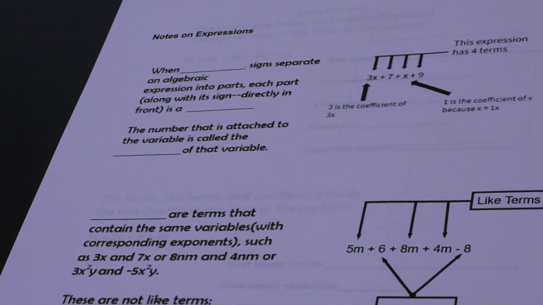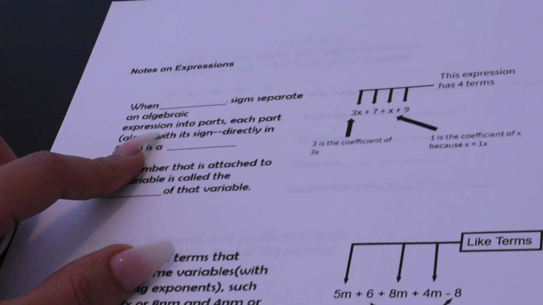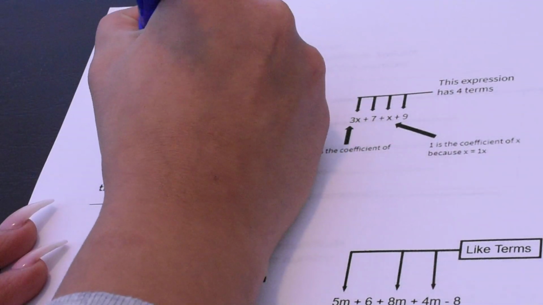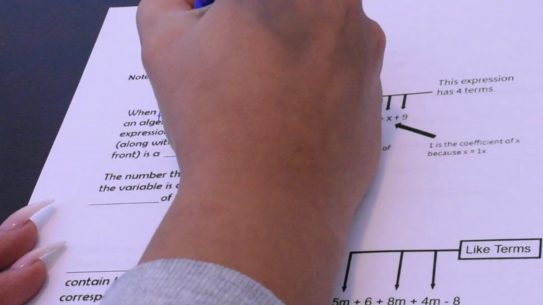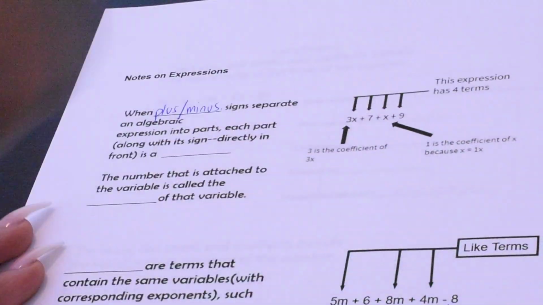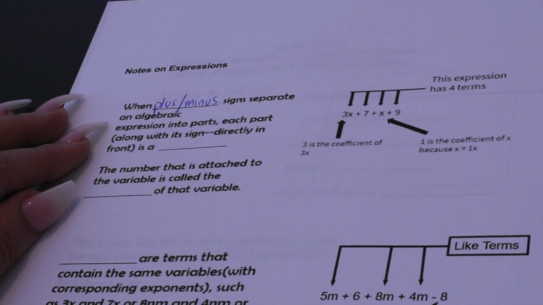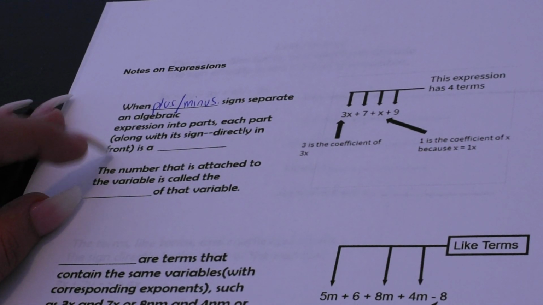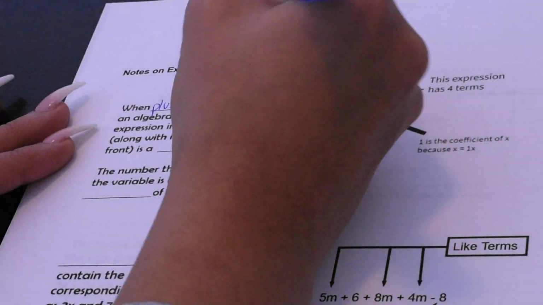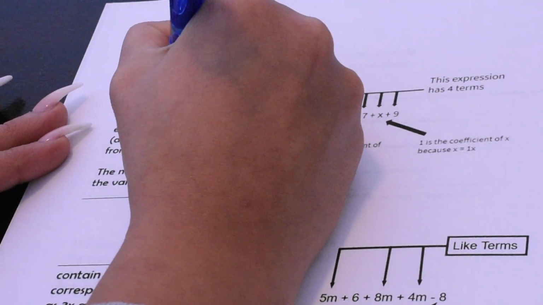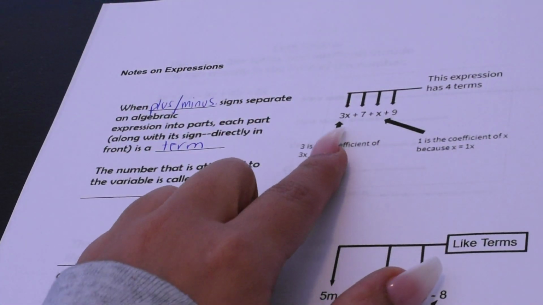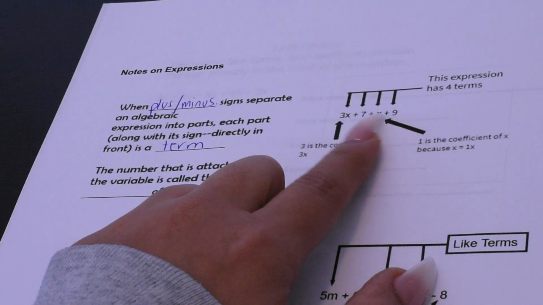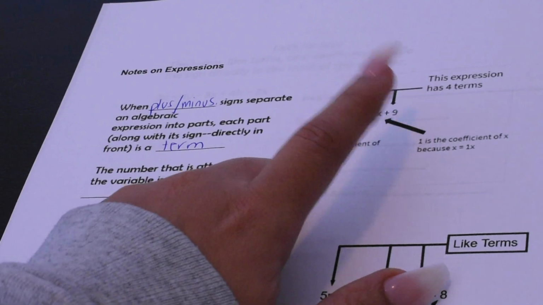So when we're filling in our notes, you need to fill them in with it. When plus or minus signs separate an algebraic expression into parts, each part, along with its sign directly in front, is a term. All right? So if we're looking over here, 3x is a term, 7 is a term, x is a term, 9 is a term. These are all different terms, 4 terms.